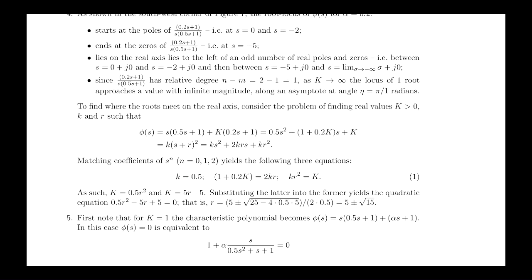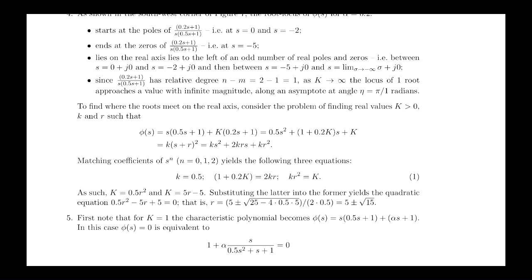I match that coefficient to that. It tells me this equation here. But I know what little k is, so that's really a relationship between little r and big K. And I match that coefficient to that, it gives me that equation. Because I know what little k is, this is really a relationship between k and r. So I've got these two equations that relate k, big K and little r. Two equations, two unknowns, I can solve.